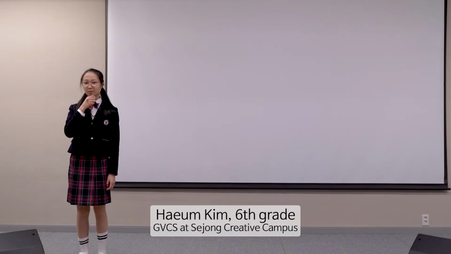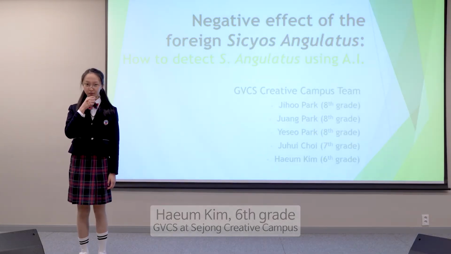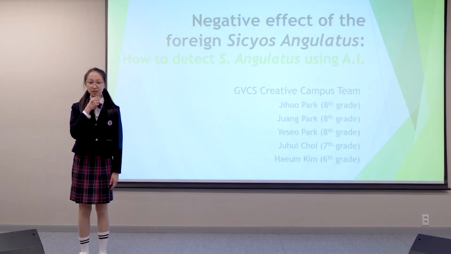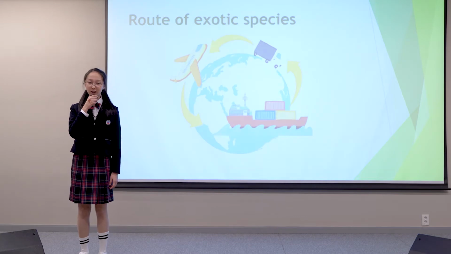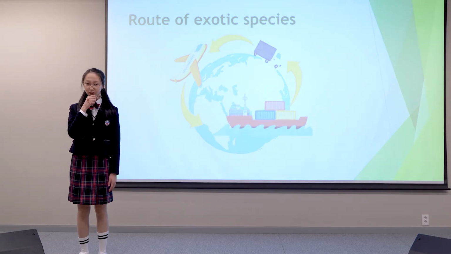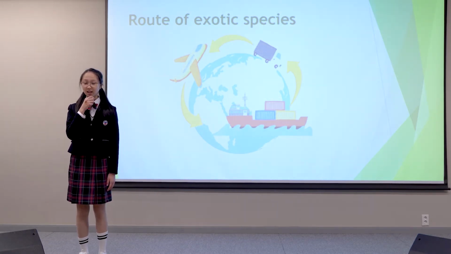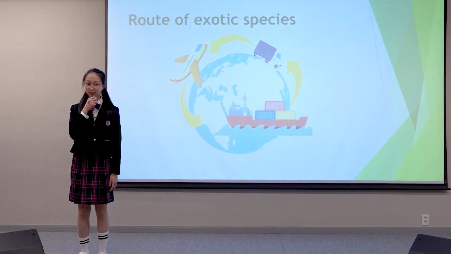We will present about the negative effects of the foreign Sicyos angulatus and how to detect Sicyos angulatus using AI. Humans have either deliberately or accidentally dispersed many exotic species outside their native ranges. Exotic species compete with native species and threaten ecosystem stability. So many countries, including South Korea, study and manage these exotic species extensively.